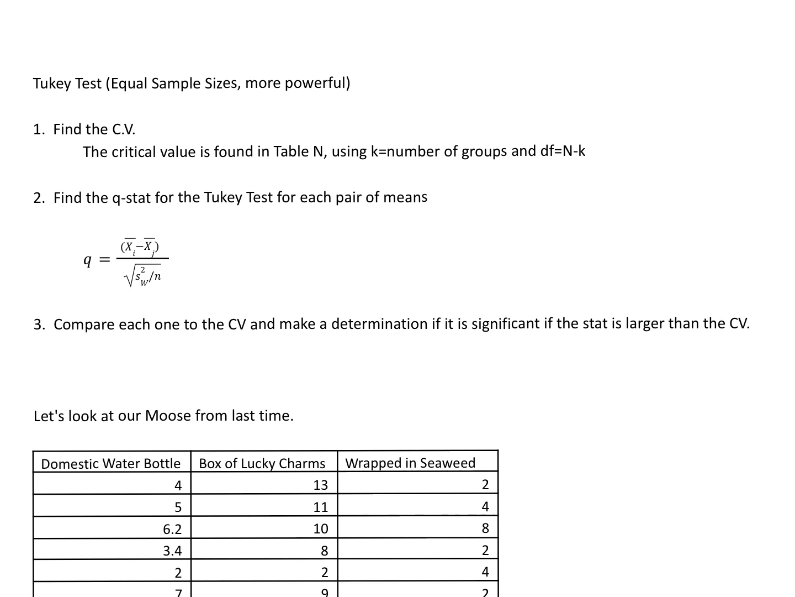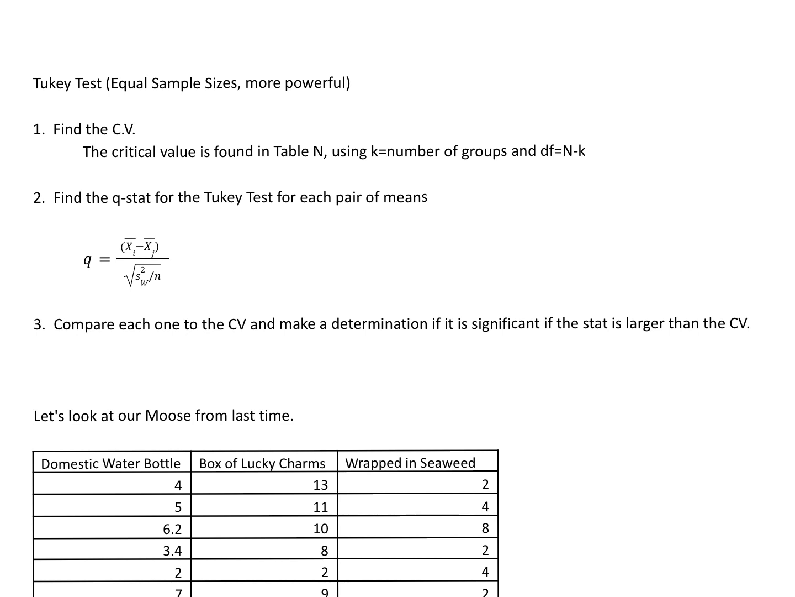And then we calculate something called a Q statistic for the Tukey test for each pair of means. So the numerator is just a subtraction between the means that you're comparing, and your denominator is the square root of the within group variance over N. And I don't have to take into account like 1 over N like I did before because you have the same N for all of your groups. So the formula is much nicer. And then what you do is you compare each one to your critical value and make a determination if it is significant, if the stat is larger than your critical value.